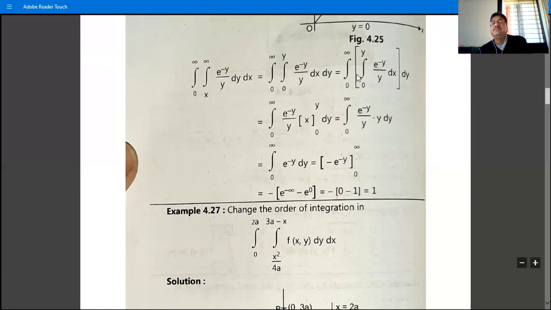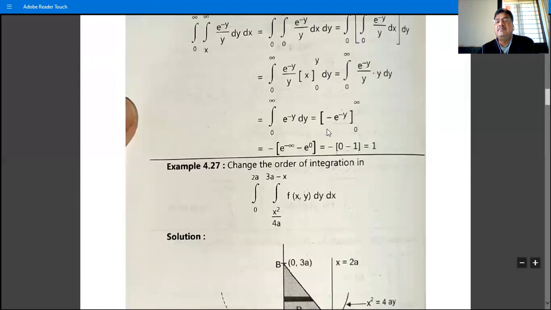And then we integrate first with respect to x, so e raised to minus y by y is constant. So its integration is e raised to minus y by y into x. The integration of a constant is what? Constant into x, because x is the variable. From 0 to y, e raised to minus y by y is constant. The value at the upper limit is y, the value at the lower limit is 0. And then y gets cancelled, leaving e raised to minus y. So its integration is minus e raised to minus y, that is e raised to minus y divided by minus 1.